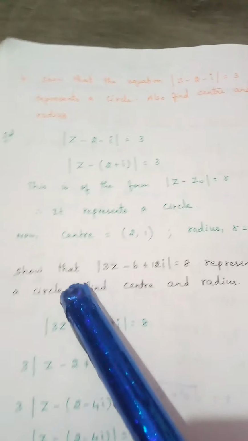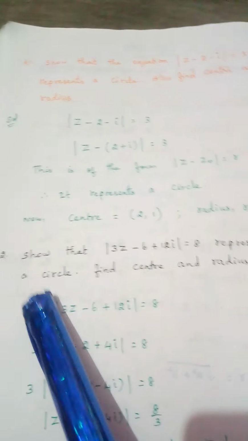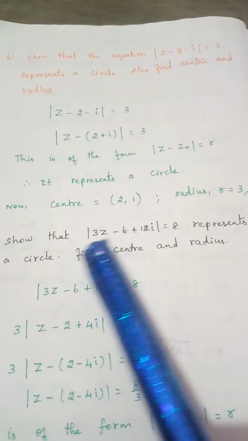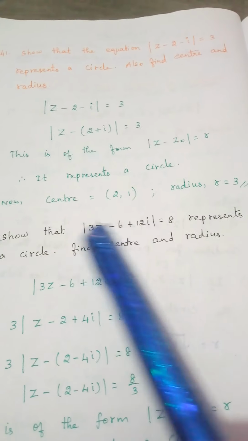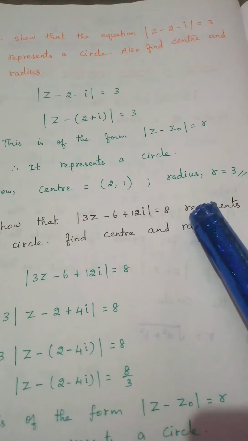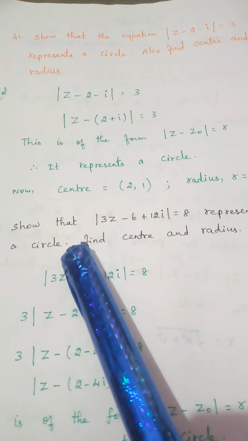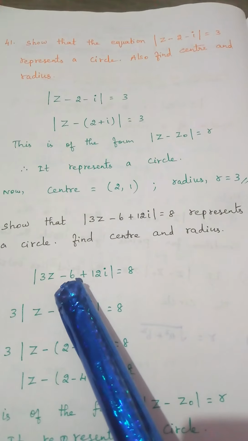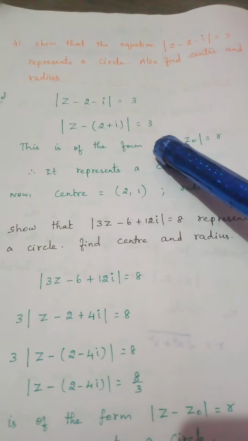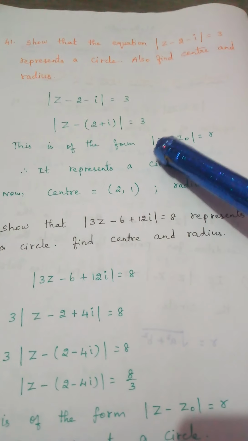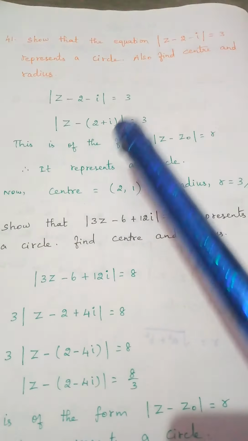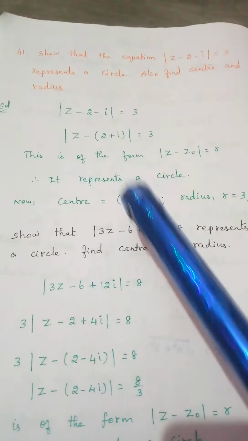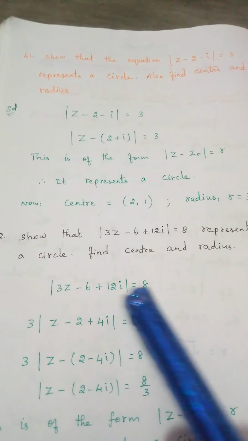We will see another problem, number 42. Show that, again, one equation is given to us. We need to prove it represents a circle. Same thing, find center and radius. So it is almost similar to the previous problem. What I did in the previous problem, same thing. First I am writing the given equation here.